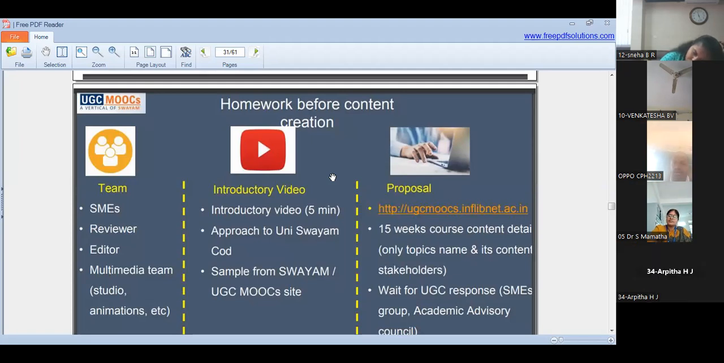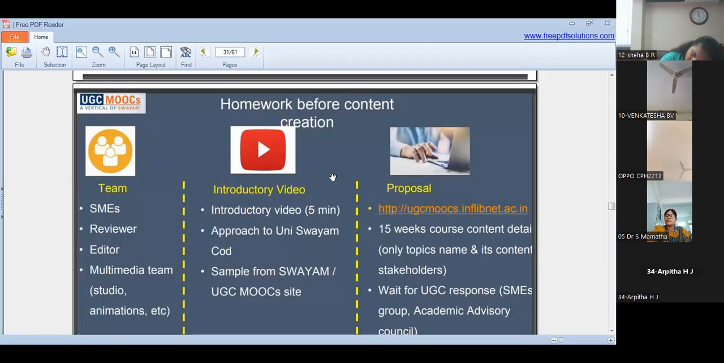If you go to the download hyperlink, you can see a lot of information: what procedure needs to be followed, what the content is, and how the proposal needs to be prepared. A lot of information is made available for any faculty interested in developing MOOC courses. Then all these proposals are taken through UGC-MOOCs, and the link is there. Then again, each course needs 15 weeks of course content in detail.